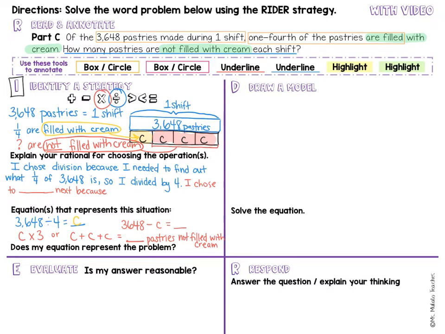Pause the video here so you can do this on your paper. Great! Now we are going to do D, draw a model. We are all going to begin by writing 3,648 divided by 4 because that's the first step that we did in this problem. You may choose whichever division strategy works best for you. Pause the video so that you can solve 3,648 divided by 4.